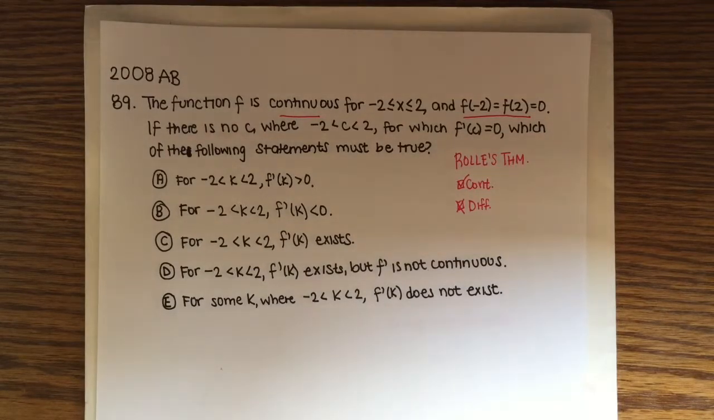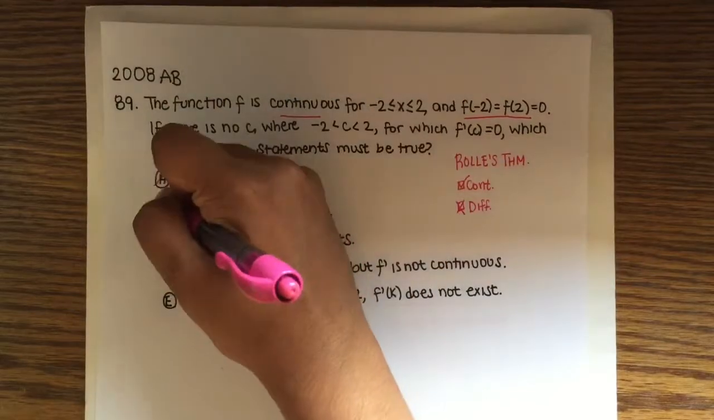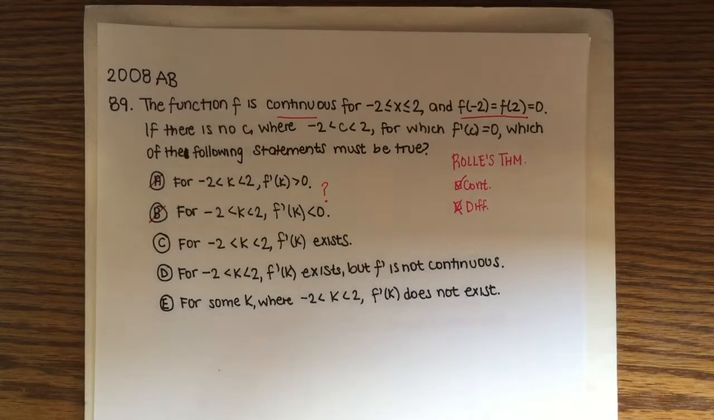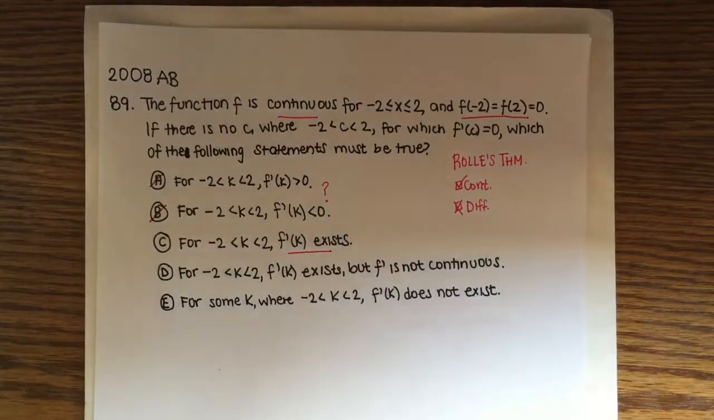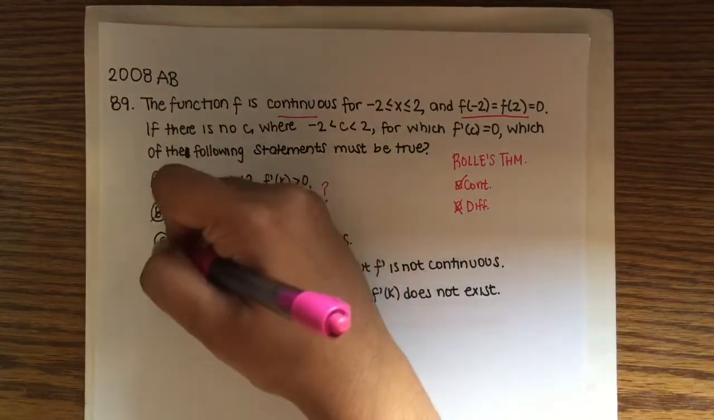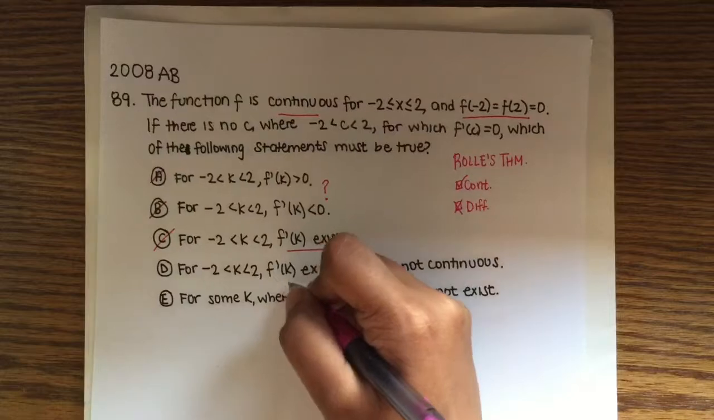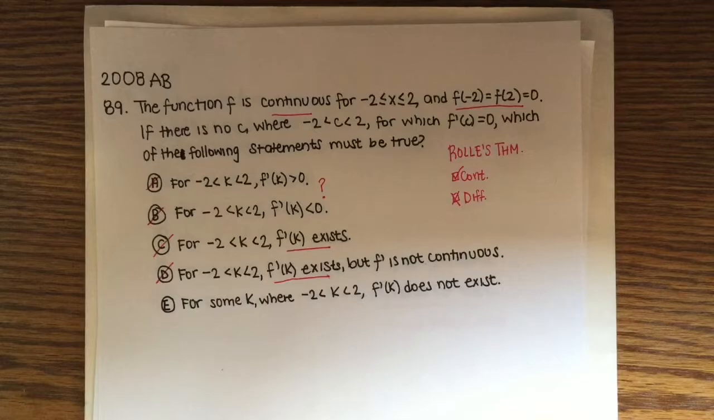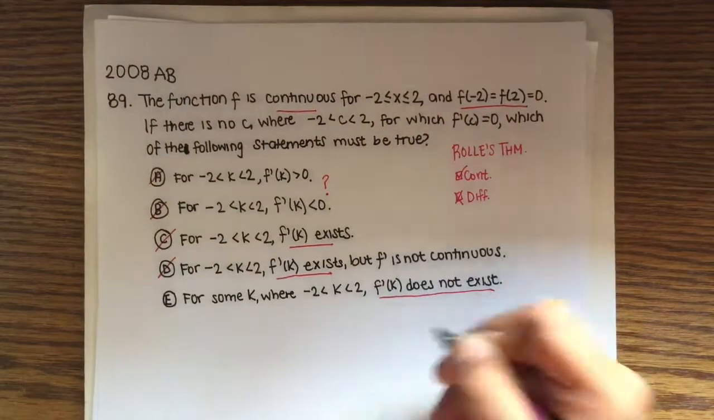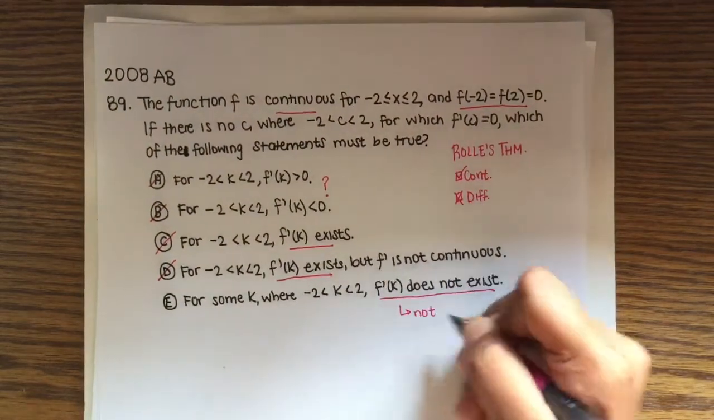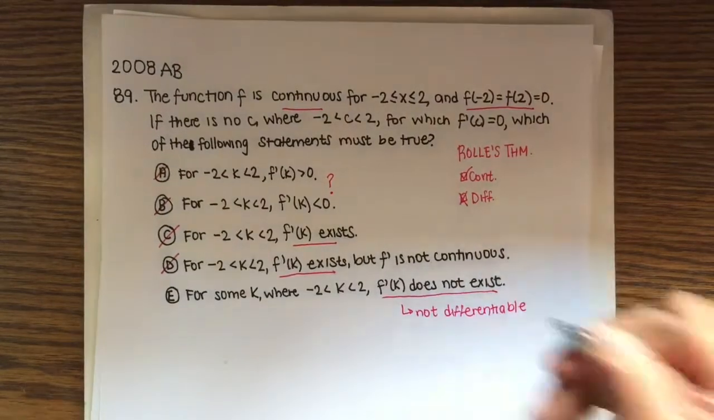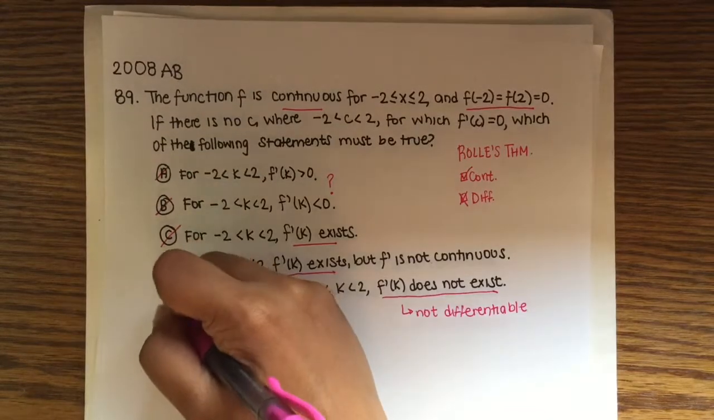Looking at options A and B, we do not know what value the derivative is at any point. So we cannot say that those two statements are true. Option C states that f prime at k exists. However, if this was true, the function would be differentiable, which isn't possible. Therefore, both C and D are eliminated. That leaves just option E, which states that f prime at k does not exist at some point. That means that the function is not differentiable at some point, which corresponds to our inferences from before. So E is the answer.